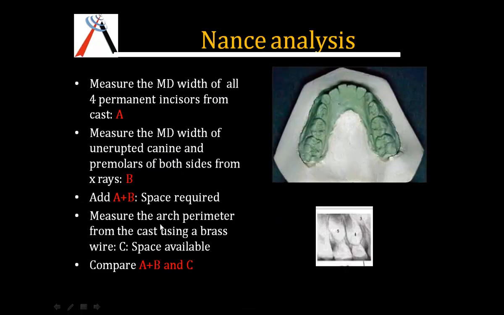Next is the Nance analysis. The Nance analysis uses the mesiodistal width of the four permanent incisors on the study cast. We then measure the mesiodistal width of the unerupted canine and the premolars of both the sides from the X-rays.